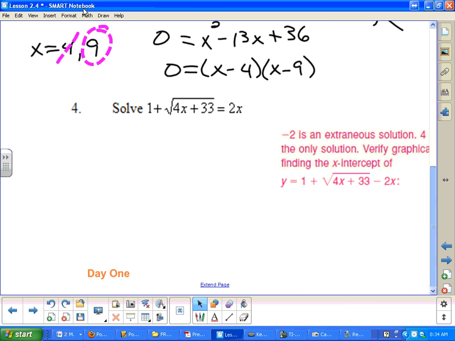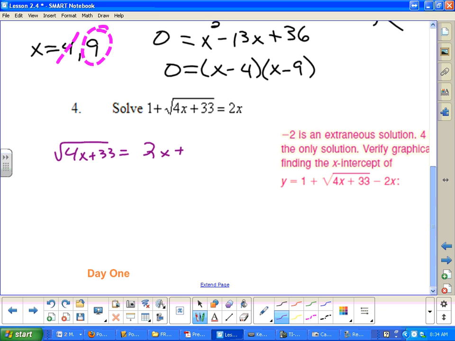All right. So we're going to subtract x. So we get the square root of 4x plus 33 equals 2x plus 1, or minus 1. Okay. We square both sides. So we get 4x plus 33 equals 4x squared, plus double the product of these. So 2x times 1 is 2x, times 2 is 4x, and plus 1.